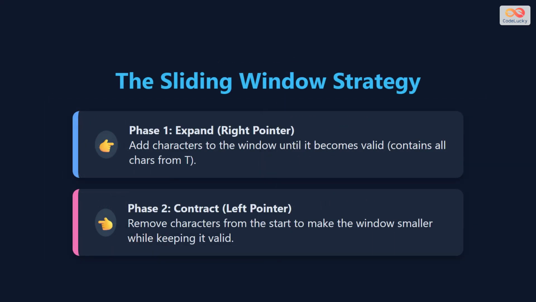The sliding window strategy works in two phases. Phase 1 is expansion. We move a right pointer to grow our window until it becomes valid. Phase 2 is contraction. Once we have a valid window, we move the left pointer to shrink it, trying to make it as small as possible while keeping it valid.